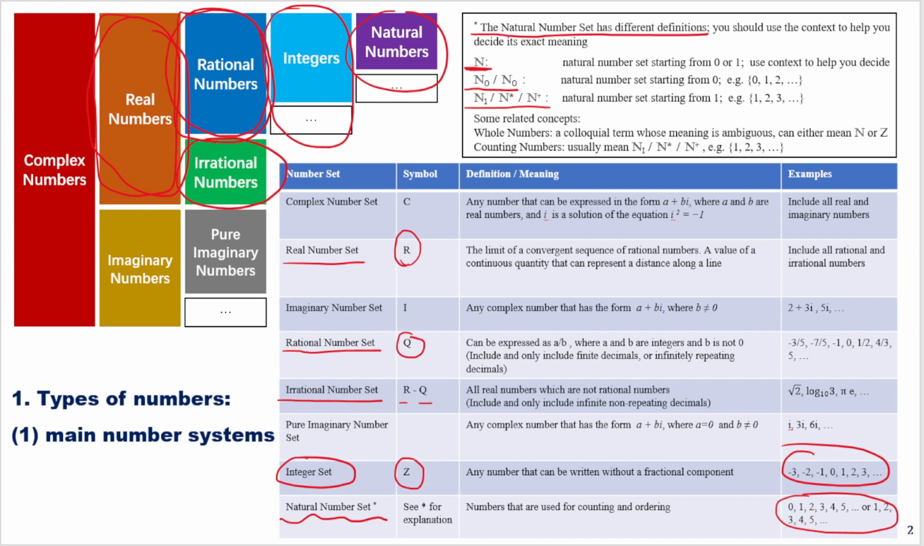And the largest number set is called the complex number set. We'll talk about complex numbers in a future lesson of this course. Okay? So currently we'll focus our discussion on the real number set. As long as you know the real number set, you'll be fine. So the real number set contains rational numbers and irrational numbers. The rational number set contains integers. And the integer set contains natural numbers. You get it?